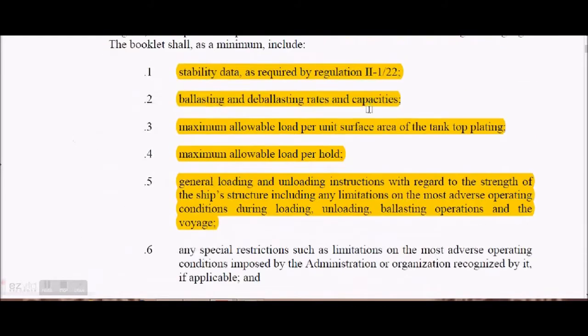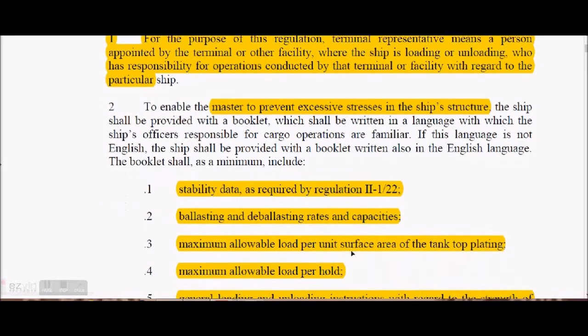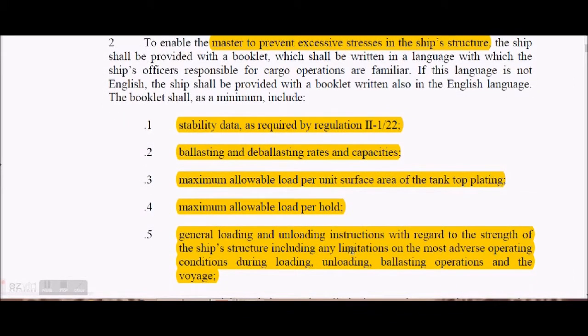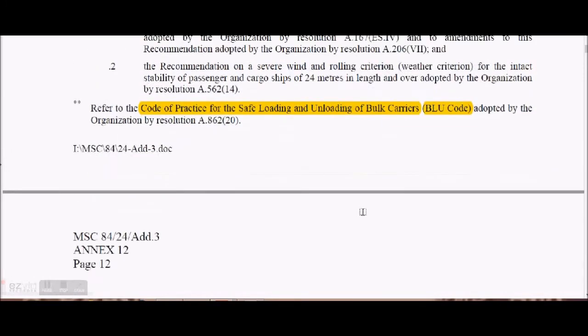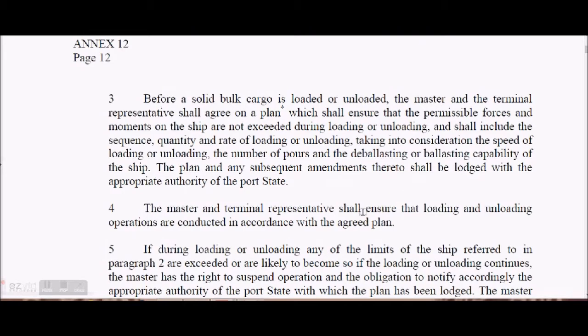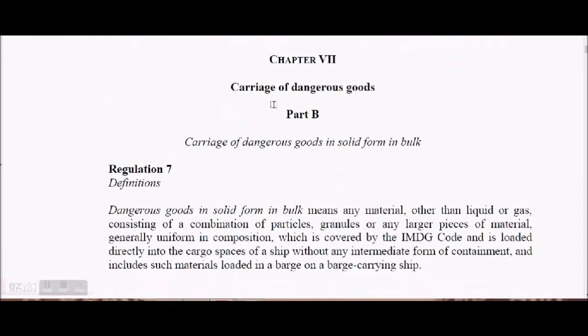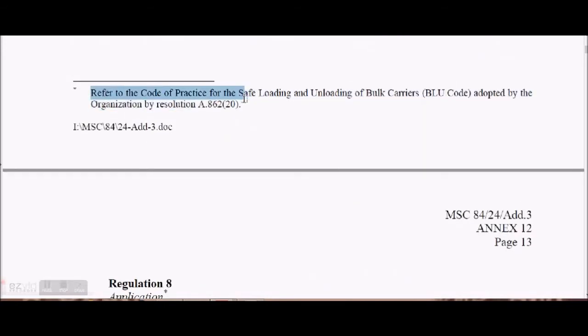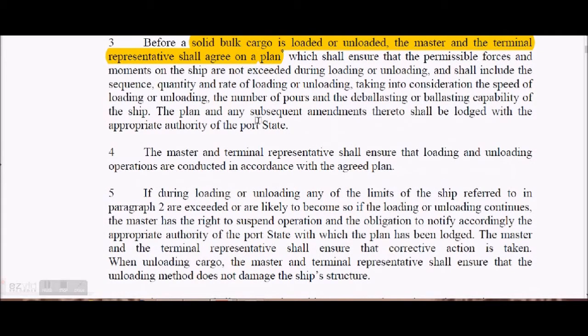And then it is saying, for the purpose of terminal and master, this book should have stability data, ballasting, deballasting and the capacity, maximum allowable load per unit surface, tank top, maximum allowable load per hold. So all these data should be there. This should be ship specific. Before the solid bulk cargo is to be loaded, they should agree to a plan. The plan again refers to the BLU Code itself, which shall ensure agreement between the master and the terminal.